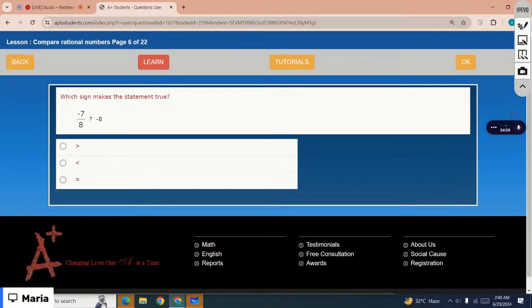Which sign makes the statement true? Negative 7 over 8, you have to compare it to negative 8. Which is the correct option? Negative 7 over 8 is greater than negative 8. Option number 1 is the correct option.